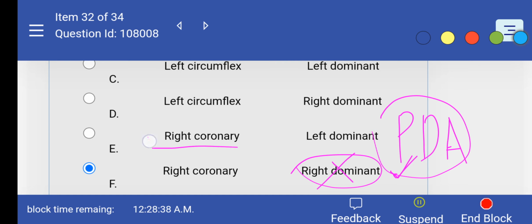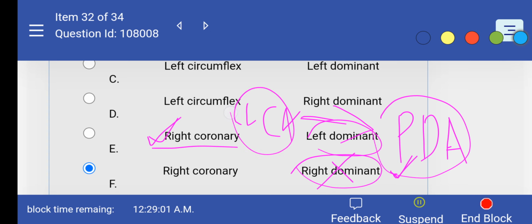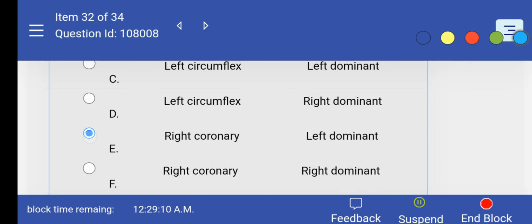So as we know, the right coronary artery is already involved, but they are saying the left ventricle is normal. So if we look at the case of left dominant, the left circumflex would supply the PDA, right? They are saying that the left ventricle is normal, that means the left circumflex is normal. So this is the left dominant. So the correct answer for this question is not option F, right? This is option E. Yeah.